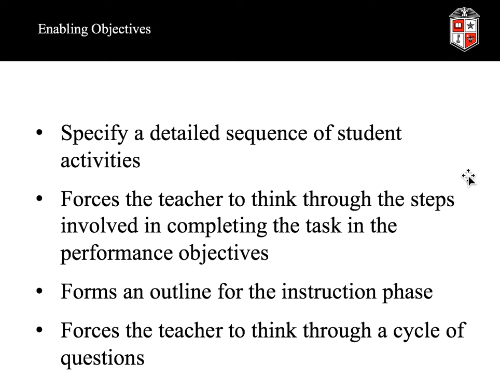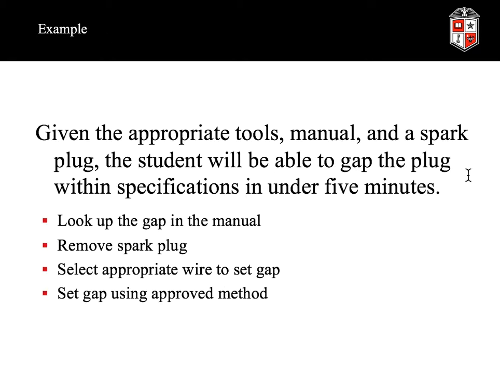All right, so let's talk about enabling objectives then. Enabling objectives are shorter objectives that support your terminal performance objective. Okay, so they specify a detailed sequence of student activities. So it kind of breaks down what are those components that are going to be taught within your overall performance objective, and it forces the teacher to think about the steps involved in completing the task and the performance objective. It forms an outline for your instructional phase and forces the teacher to think through a cycle of questions. So it helps you break down the overall components of that lesson within your performance objective.